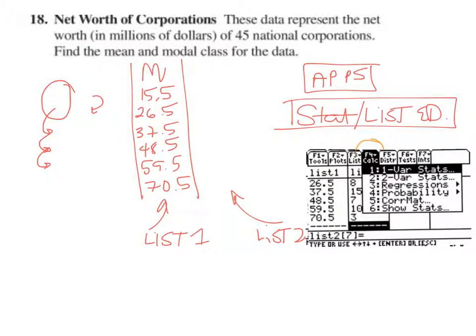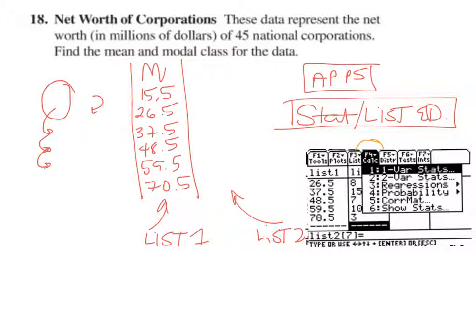Don't let the fact that you have 2 lists fool you. This is not 2 different variables. We are only talking about the net worth of 45 national corporations. So we're not talking about 2 different things. We're just talking about our midpoints. The frequency is just letting us know how often those midpoints happen. It's part of the same variable.